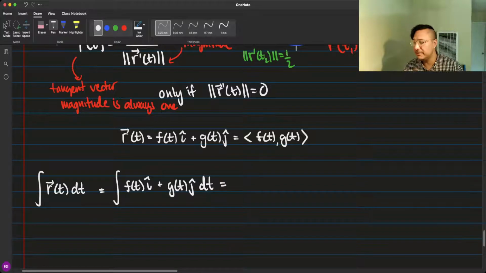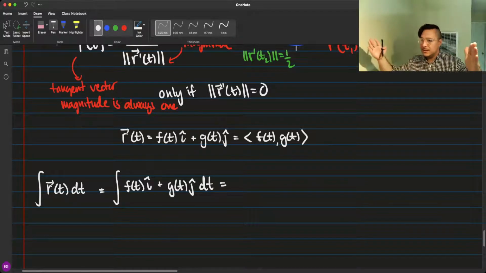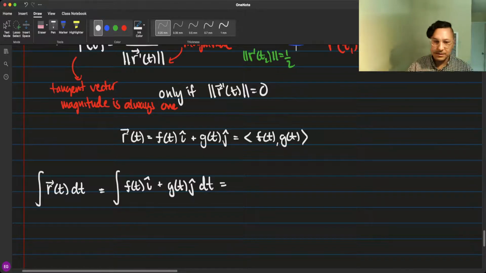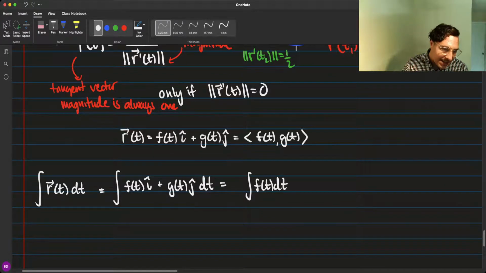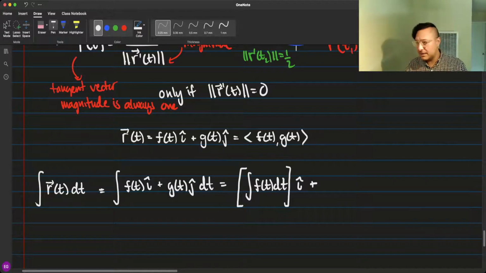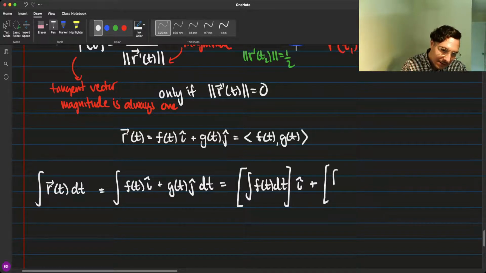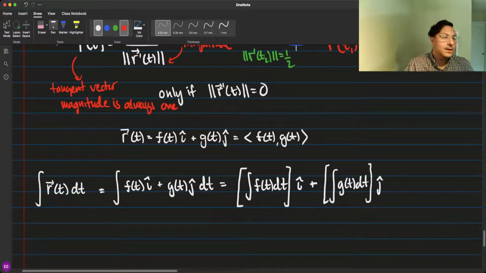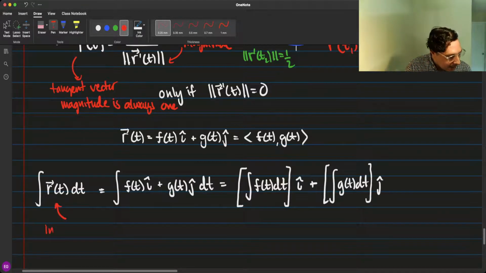And do you remember how in the limit of the vector valued function we split it up into limits of the components? It's the same thing here. So what you're going to get is the integral of f of t dt, and then what will all that be multiplied by? Your unit vector i, and then you're going to get another integral of g of t dt multiplied by the unit vector j. So here what I'm doing is integrating a vector valued function.